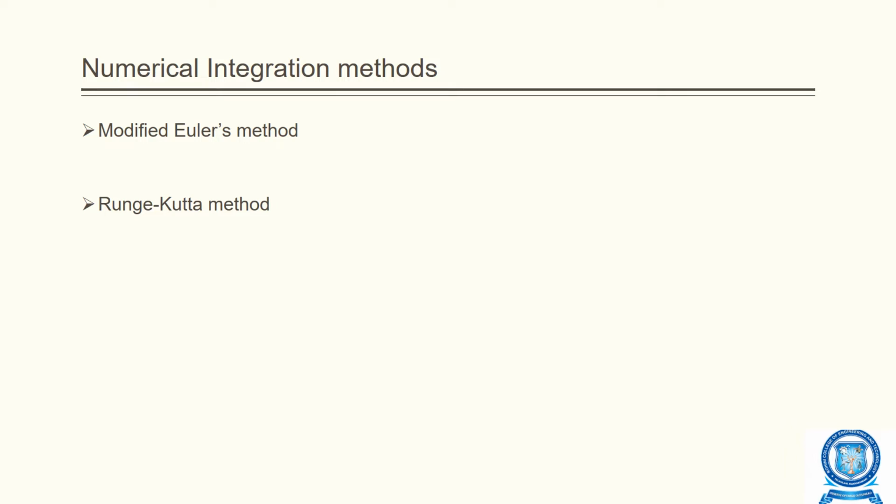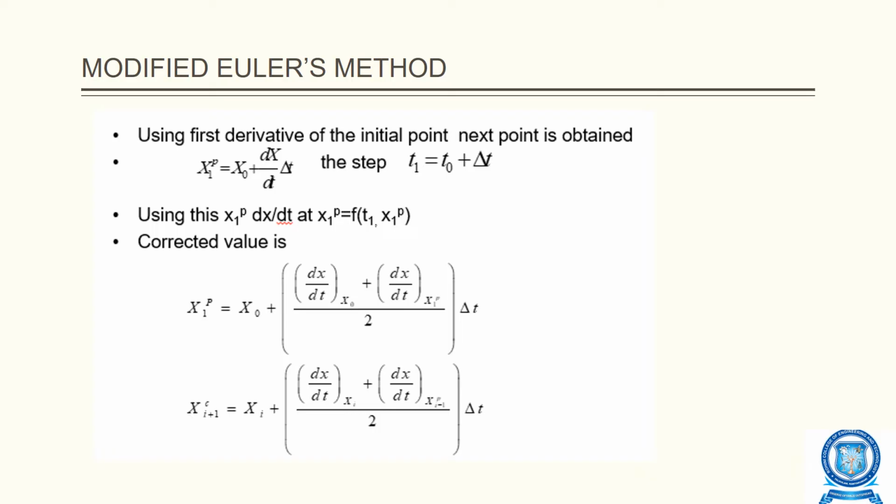Consider a generator connected to an infinite bus through two parallel lines and a three-phase fault occurs in the middle of the line. So how are we going to solve this? This can be done by using the first derivative of the initial point. The next point is obtained: x1p is equal to x0 plus dx by dt into del t. The step t1 is equal to t0 plus del t. Using this x1p, dx by dt at x1p is a function of t1, x1.